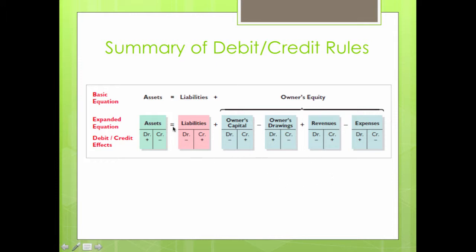Okay, now notice under liabilities that the rules are opposite from assets. Remember that liabilities are your credit cards or your bank loans. When you charge a debt on your credit card, your balance increases, correct? So when you record this transaction, you are giving a credit to your liability. Notice that in order to increase a balance on your liabilities, you have to credit that.